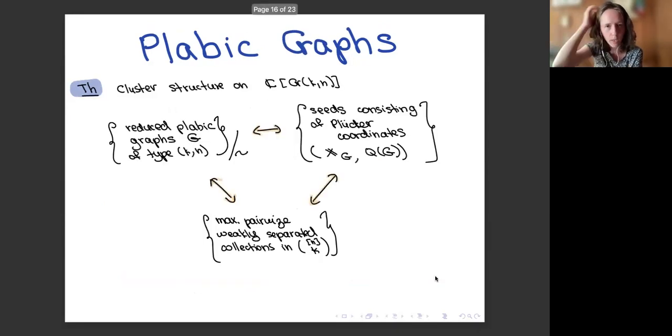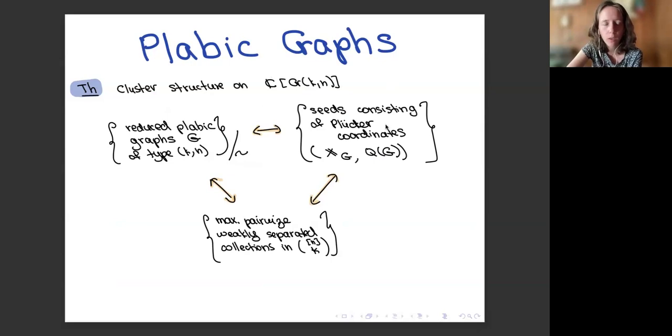And here's the big theorem, which puts together a lot of the work: the cluster structure on the coordinate ring of the Grassmannian is as follows. On this side, you start with a reduced plabic graph G of type k,n. This is important: I need it to be of type k,n in order to correspond to a seed in the Grassmannian. Then these, under an equivalence, where I say two plabic graphs are equivalent if they have the same face labels and can be obtained from one another via local moves.